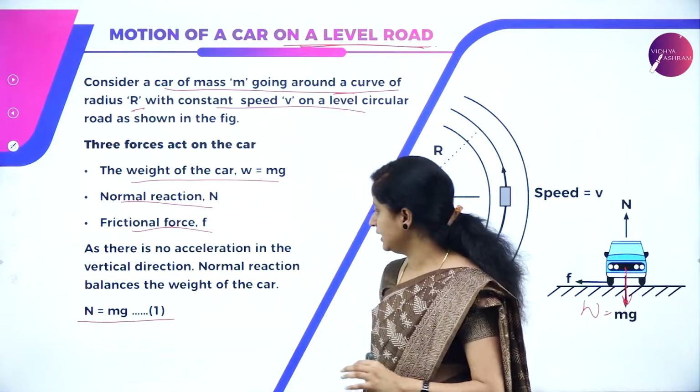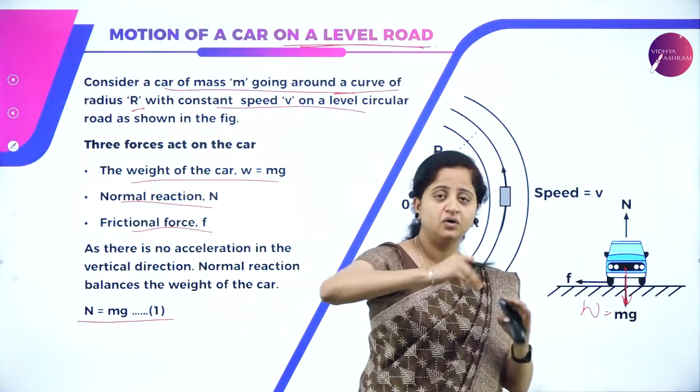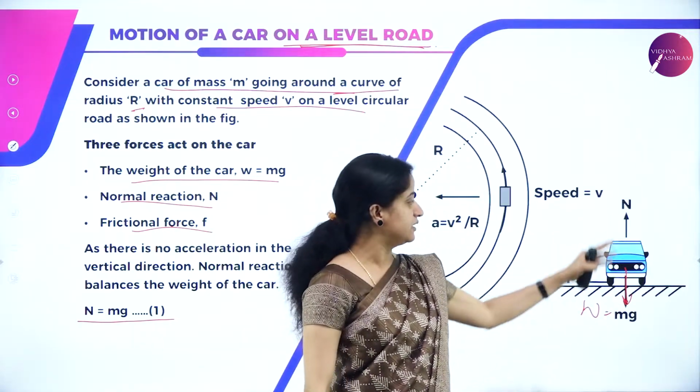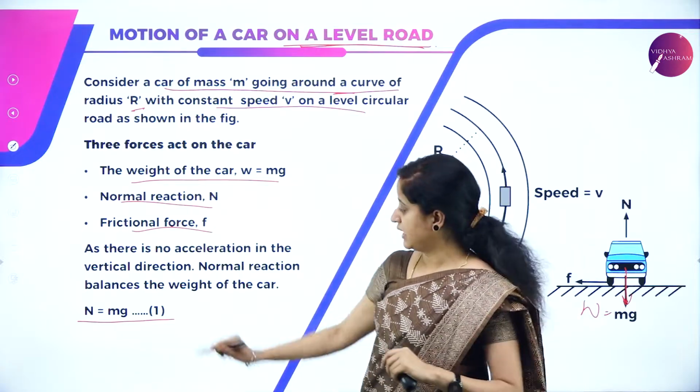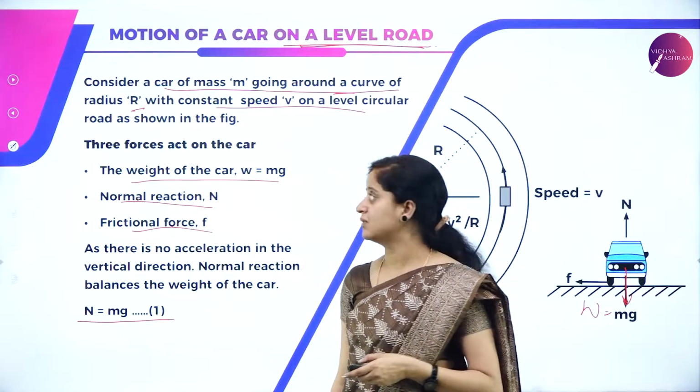There is no vertical acceleration. When the car is traveling on a road, there is no vertical acceleration, and the normal reaction will be equal to the weight of the car, and hence we can write N equals mg. Let us take it as equation 1.